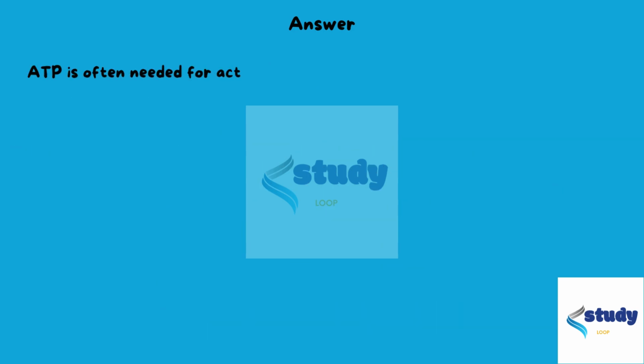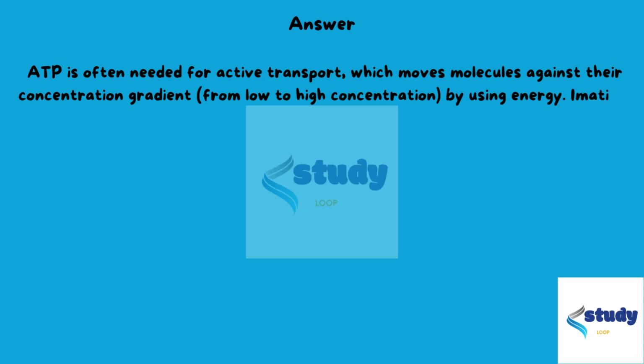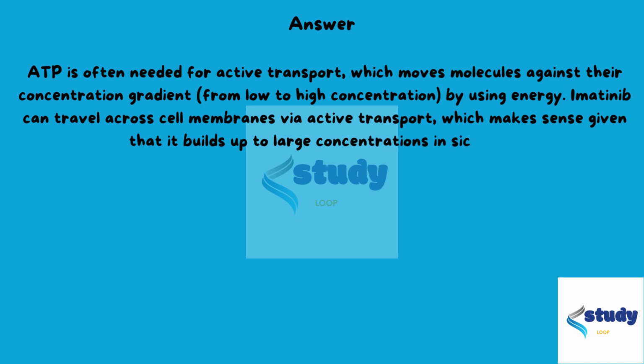ATP is often needed for active transport, which moves molecules against their concentration gradient, from low to high concentration, by using energy. Imatinib can travel across cell membranes via active transport, which makes sense given that it builds up to large concentrations in sick cells.